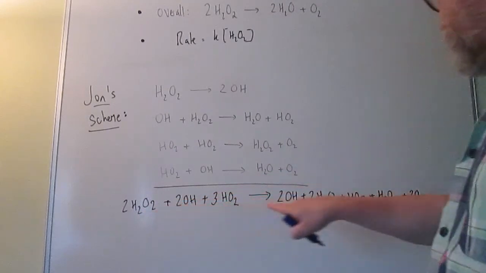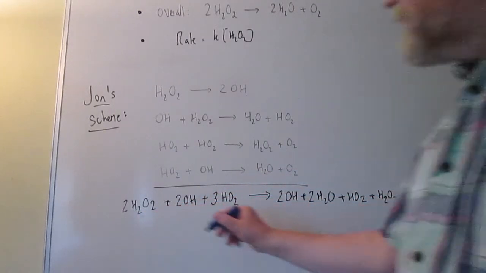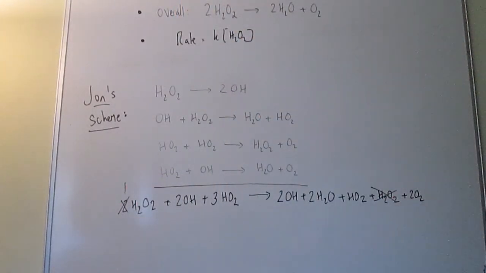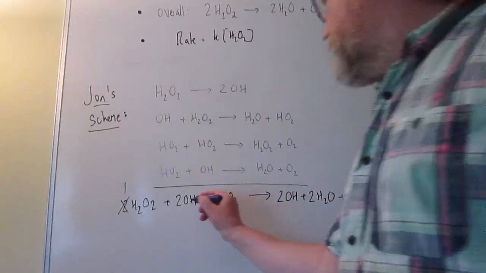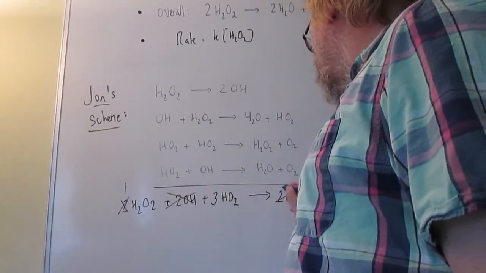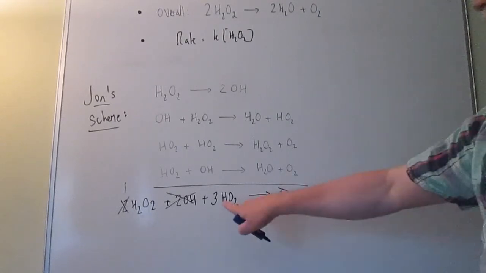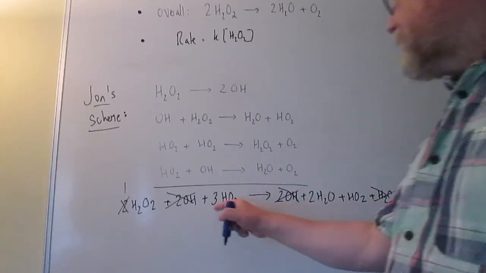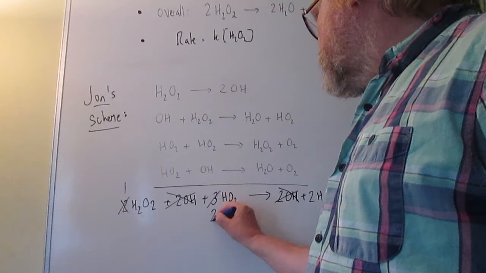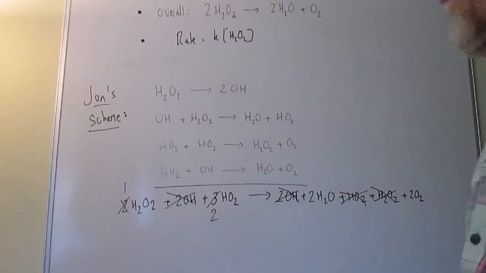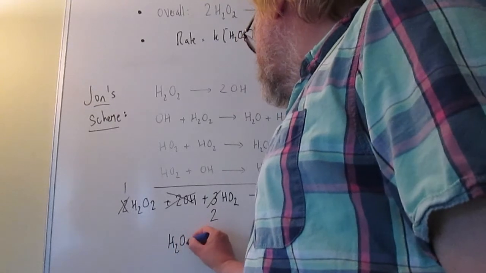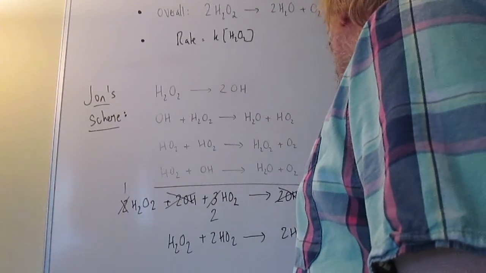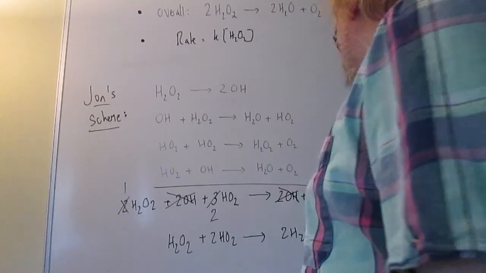We've got 2 H2O2s on the left, but one of them is still there on the right. So that cancels down to 1 H2O2, and we lose that one. OHs, you've got 2 on the left but also 2 on the right, so those cancel completely. And the HO2s, well, we've got 3 on the left but one of them appears on the right, so that cancels down to 2 HO2s, and that one cancels out. So what we end up with is H2O2 plus 2HO2 goes to 2H2O plus 2O2.